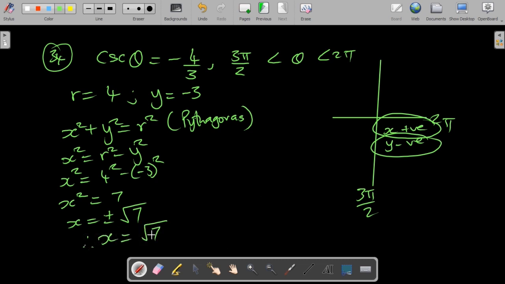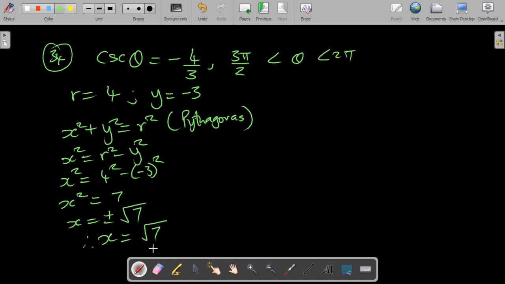Alright, then with x, y, and r, we're all set to find the ratios. We can start with any of them. Let's just start with sine. So sine of theta is y over r, and our y is -3, our r is 4. And cosine of theta is x over r. X is the square root of 7, r is 4.